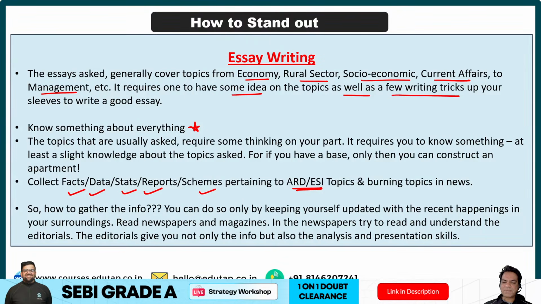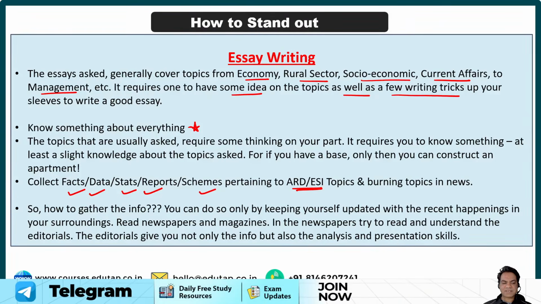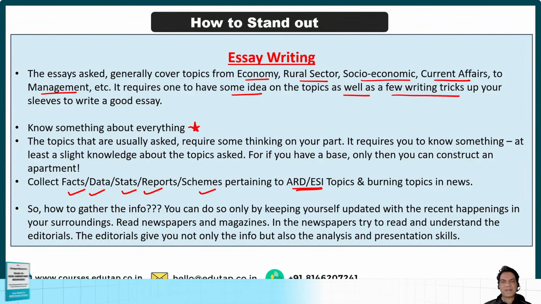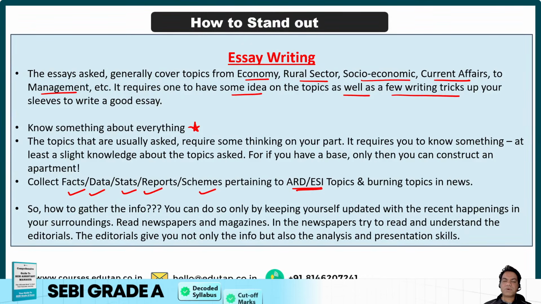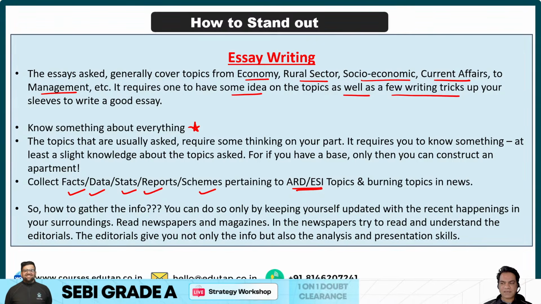So how to gather information? You can do so only by keeping yourself updated with the recent happenings in your surroundings. Read newspapers and magazines. Read editorials regularly. In the newspapers, try to read and understand the editorials, because they not only give you the information that you need, but they also provide you the analysis and presentation skills that you should use in your essays. So how do you execute a good essay? By providing good data points, analyzing them and presenting them, right, in a logical manner. That is what essay writing entails, right?